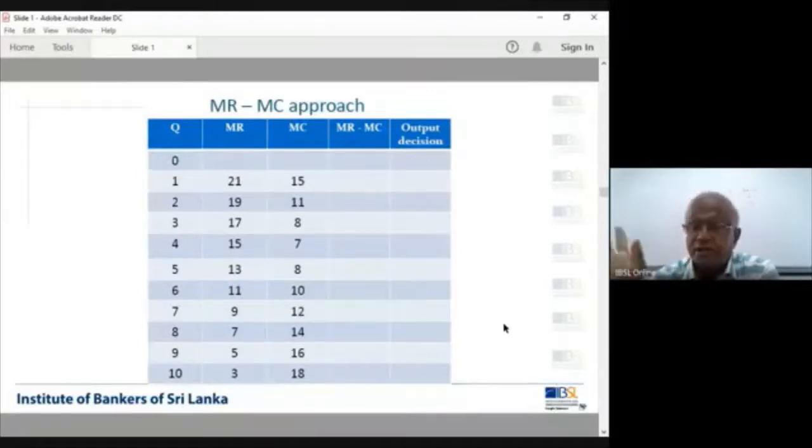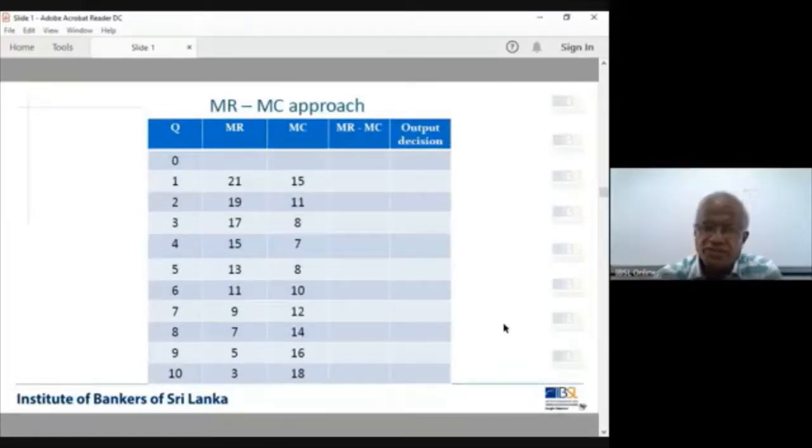Okay, 11 minus 10. Now you advise us, you have increased that to 6,000 metric tons, 6 metric tons. Seventh unit, you can say increase, okay, it is profit. Now the seventh unit is 9 minus 12. You can't produce that. Eighth unit, 7 minus 14.